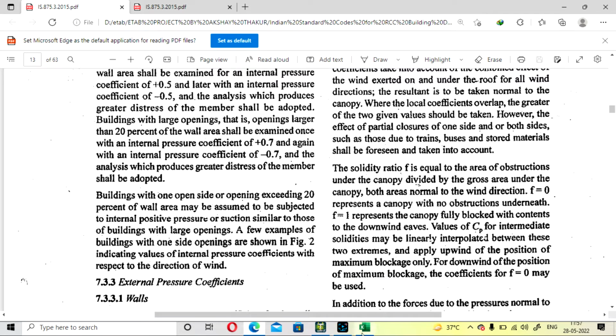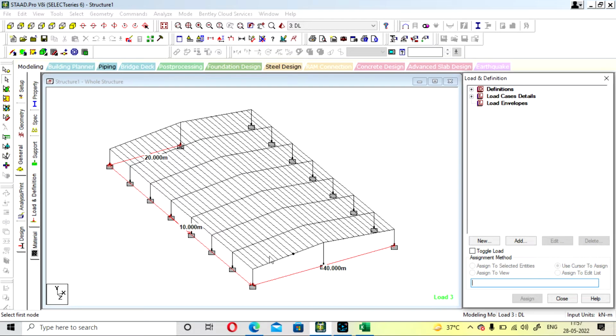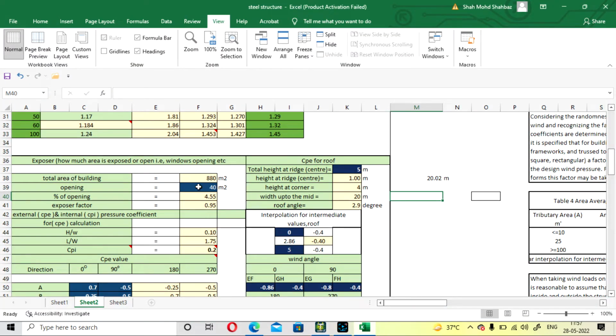In our structure, openings were not there, but for ventilation purposes, openings may be provided, so we will consider the opening less than 5%. We have taken the opening as 40%, so according to that you have to consider your internal pressure. It is taken by the software according to the opening. The percentage opening is 4.55 and the exposure factor is 0.95.